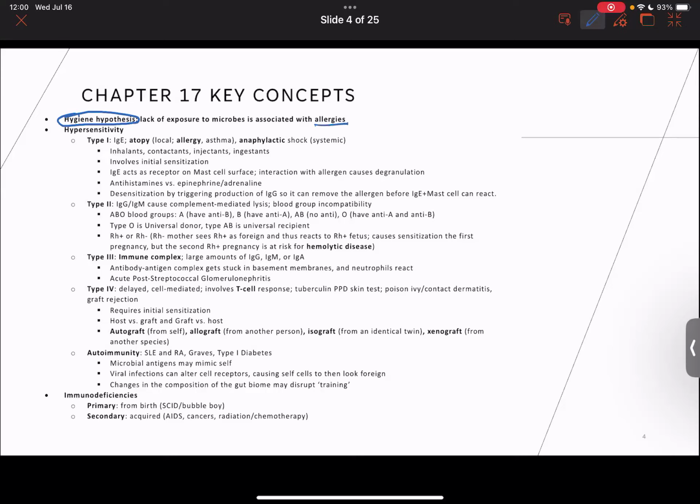So we have 4 different types of hypersensitivities and 2 types of hyposensitivities. The hyposensitivity is also known as immunodeficiencies. So I'll write that down there.